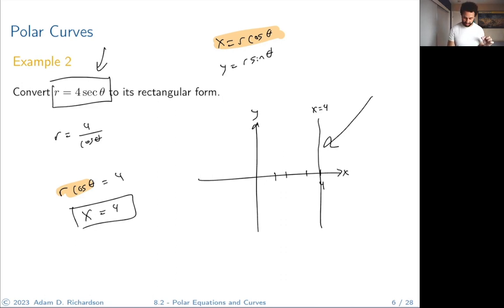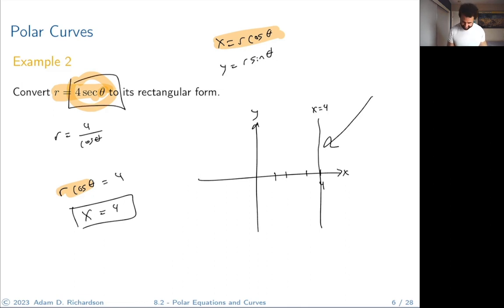Remember, this equation that we're given here, the polar equation, is telling you what the radius is when you're given an angle theta. So quite literally, it's saying, if you tell me an angle, then how far out you need to go from the origin is given by 4 times secant of that angle. As the angle theta goes around and around the origin, the radius is going to depend on this function right here.